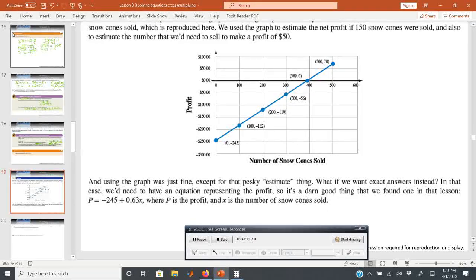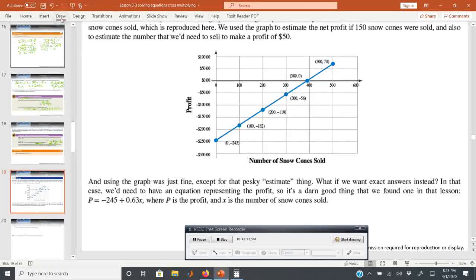So using the graph was just fine, except that pesky estimate thing. We found that when we used the graph, we could get pretty close, but we weren't exactly at the number that would answer the question if we actually did the math. So what if we want exact answers instead?